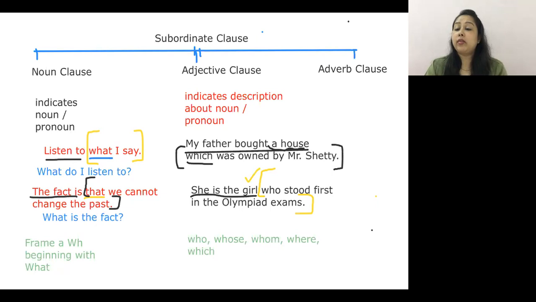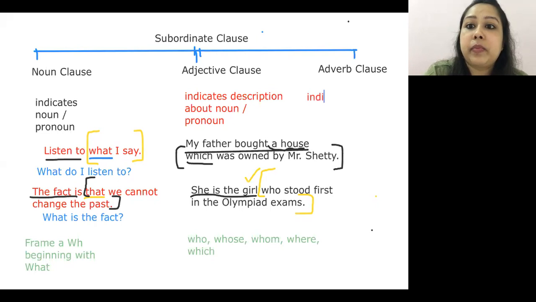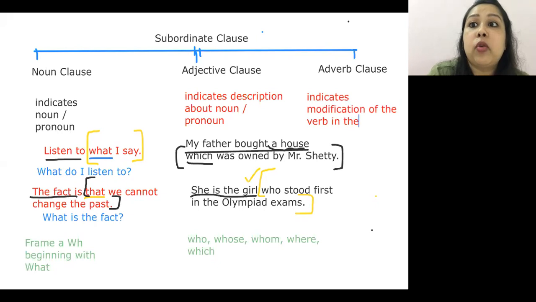Okay. Now with respect to adverb clause, here the adverb is going to modify the verb in the sentence. So it indicates some modification of the verb in the main clause. Of course, we are going to focus on the main clause. Similarly, the adjective clause indicates description about a noun or pronoun in the main clause.